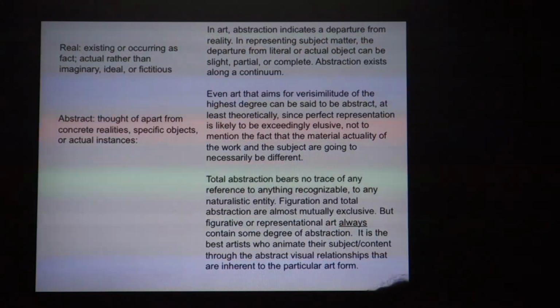Total abstraction bears no trace of any reference to anything recognizable, to any naturalistic entity. So here, we're not going to go into this, but the question is, is there such a thing as total abstraction? Is there such a thing as a degree of abstraction that is so extreme that the work of art bears no trace of any reference to anything recognizable? Figuration and total abstraction are almost mutually exclusive. Almost. Notice I say almost. But figurative or representational art always contains some degree of abstraction. This is my point. All art is, to some degree, always abstract.